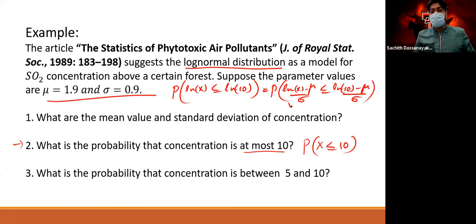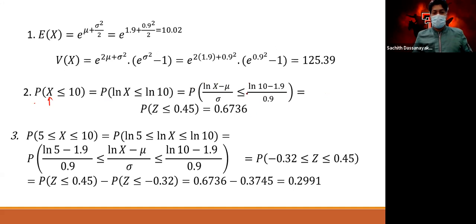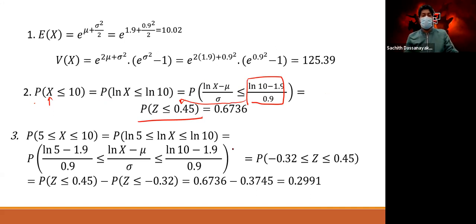Okay, this piece becomes what? It becomes Z, right? See this one. So this becomes like this. Once you simplify this piece, it gives you this value, 0.45. So how do you find the probability for 0.45? Go to the normal table and find this value. That's it.